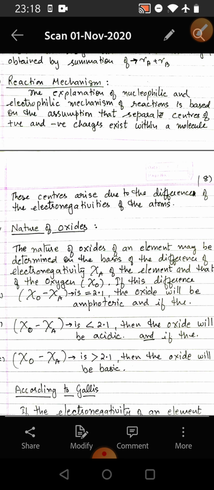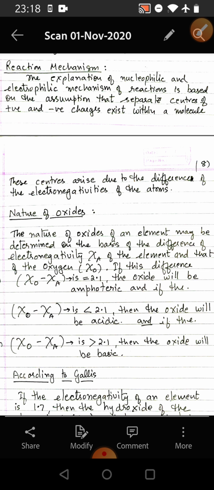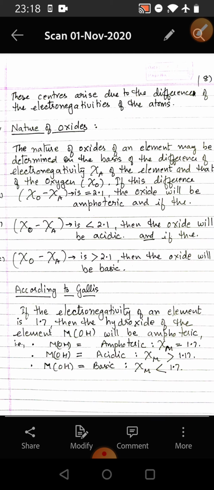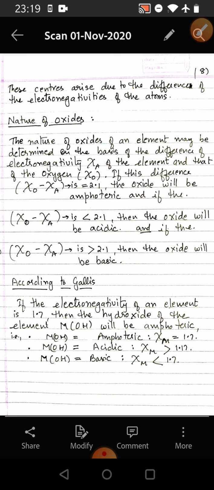Then the next application to be explained by electronegativity is reaction mechanism. The explanation of nucleophilic and electrophilic mechanisms of reactions is based on the assumption that separate centers of positive and negative charge exist within a molecule. These centers arise due to the differences of the electronegativities of the atoms. The next application is nature of oxides.